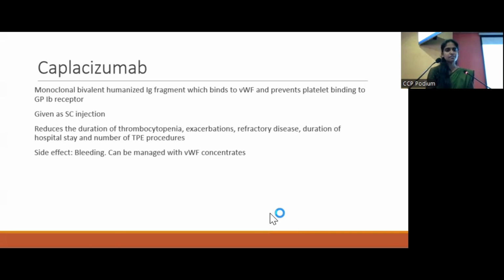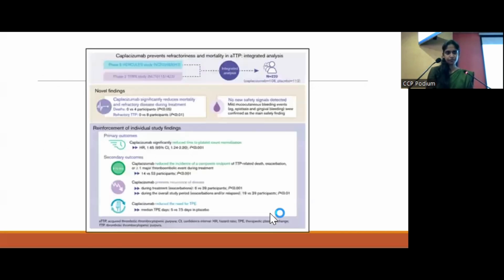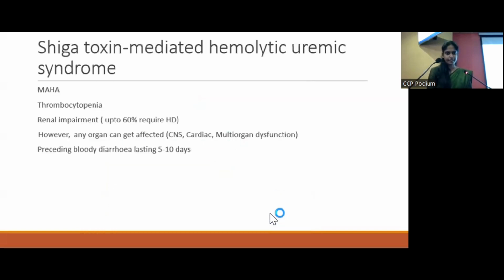The side effect is bleeding, and it can be managed with von Willebrand factor concentrates. Two main trials, the HERCULES trial and the TITAN study, included patients with acquired TTP, and they have shown that caplacizumab is superior to placebo in reducing the duration of thrombocytopenia, reducing the plasma exchange procedures, and also in the primary endpoint, like TTP-related death and exacerbations.